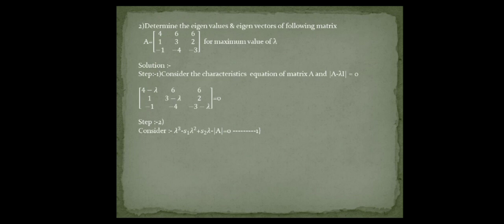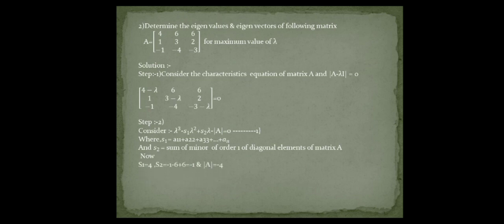And now step 2 is in which we have to consider lambda cubed minus s1 lambda squared plus s2 lambda minus determinant of A equal to 0, where s1 is the sum of diagonal elements of matrix A and s2 is the sum of the minors of the diagonal elements of the matrix.